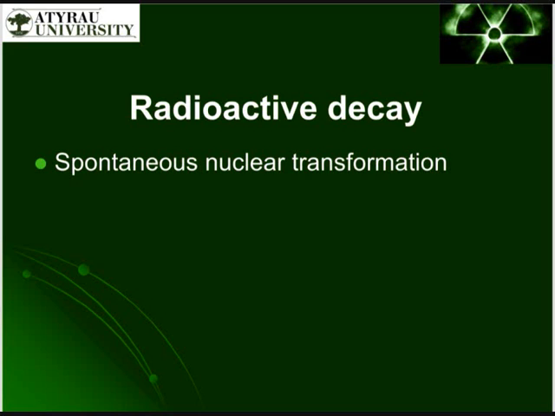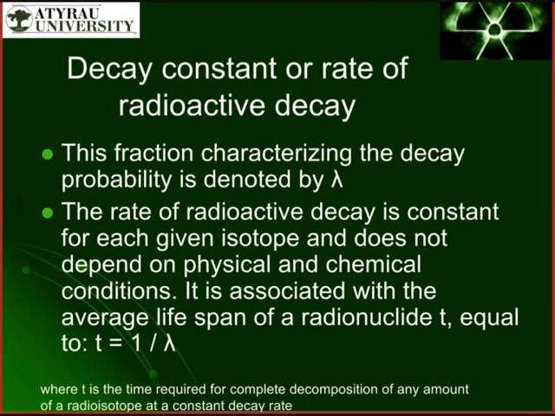Radioactive isotope nuclei are unstable. They spontaneously disintegrate and form the nuclei of new elements. Every second, only a certain fraction of the total number of atomic nuclei of a given radioactive element decays. This fraction, characterizing the probability of decay, is called the decay constant or the rate of radioactive decay and is denoted by lambda. The rate of radioactive decay is constant for each given isotope and does not depend on physical and chemical conditions. It is associated with the average lifetime of the radionuclide, tau, equal to this formula, where tau is the time required for the complete decomposition of any amount of a radioisotope at a constant decay rate.